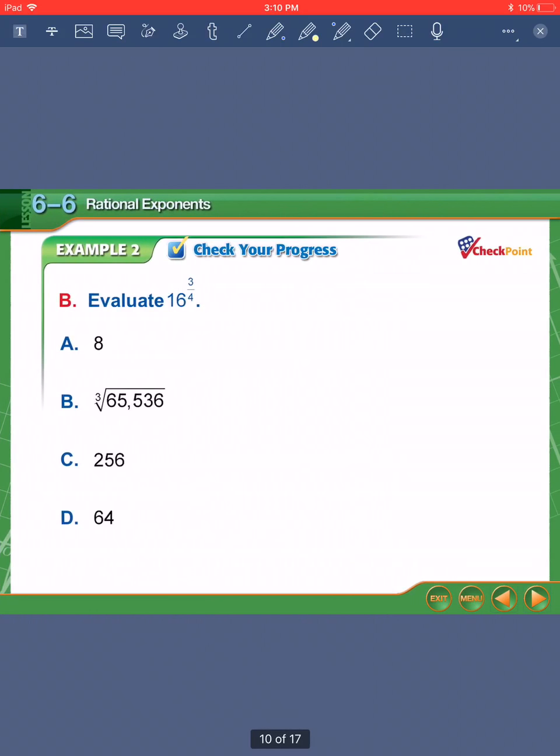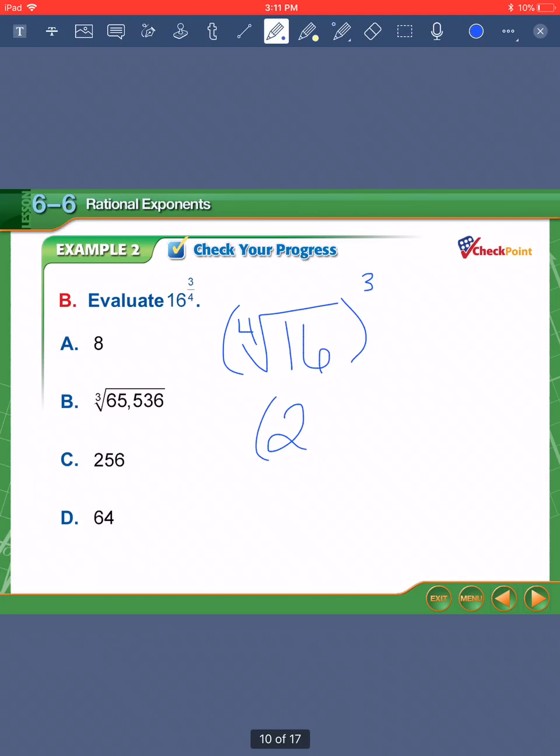I'm evaluating 16 to the 3/4 power. So let's see here. 16, I'm going to be taking the 4th root of it, and I'm going to be cubing it. So what number times itself 4 times gives me 16? That would be 2. So now I just need to cube 2, which is 2 times 2 times 2, which is 8.